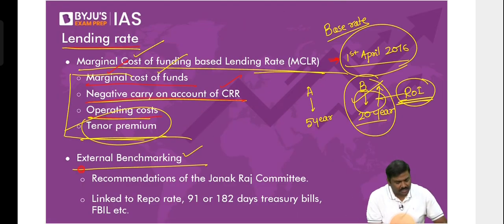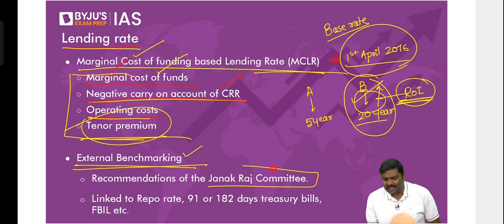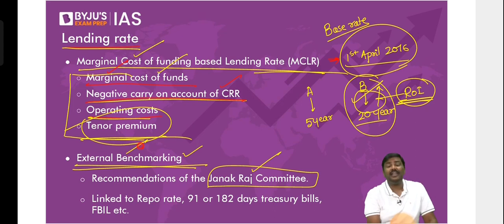As a result of all of this, what RBI did was, back in 2019 and 20, they introduced the concept of external benchmarking. Understand this very carefully. Back in 2019-20, they set up one committee, Mr. Janak Raj, an internal committee by the way. Mr. Janak Raj was appointed as the chairman, and this committee gave a recommendation for external benchmarking.